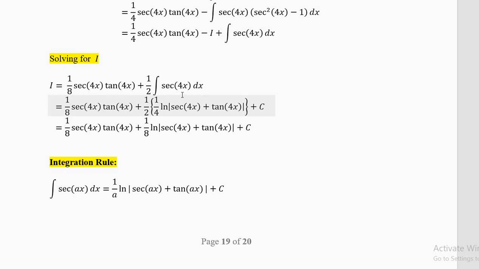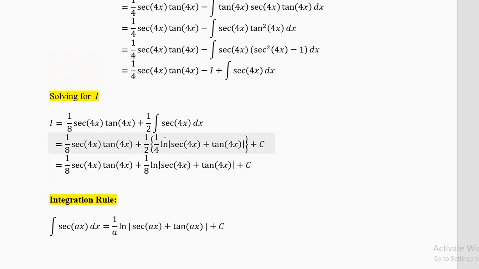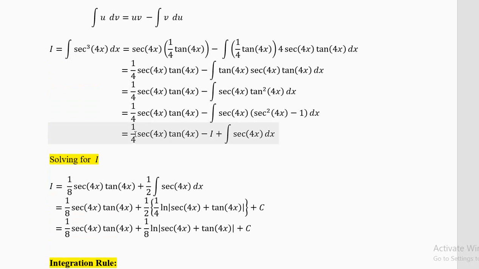Now integration of secant 4x is, you have to remember this rule, integration of secant ax is 1 over a logarithm natural absolute value secant ax plus tan ax plus c. This rule has to be remembered as a basic rule. We can derive it, but we don't have to. Now you have to solve for I, because I equal to this expression plus this expression minus I.